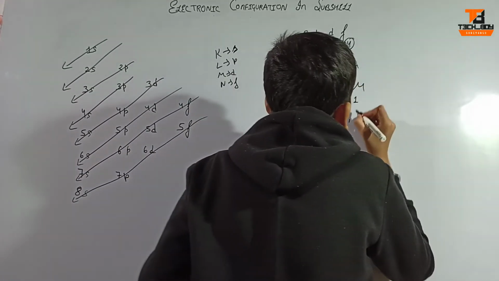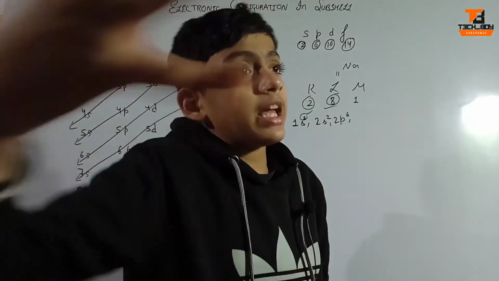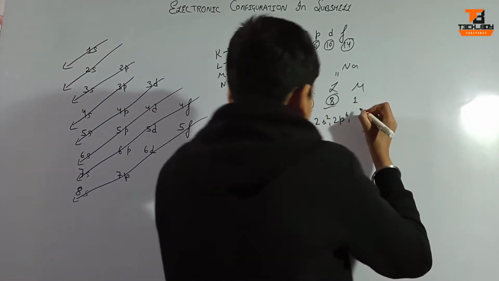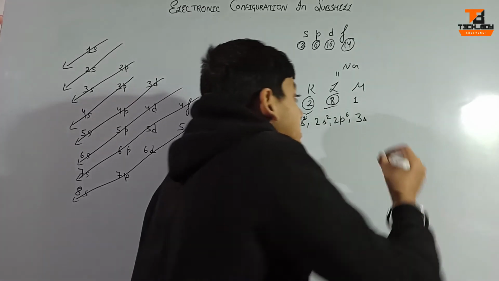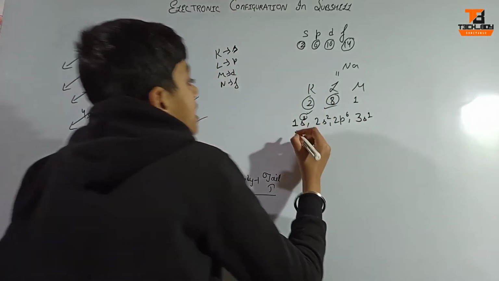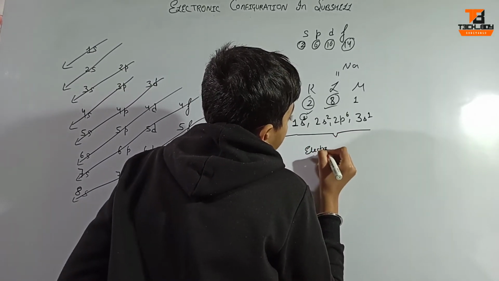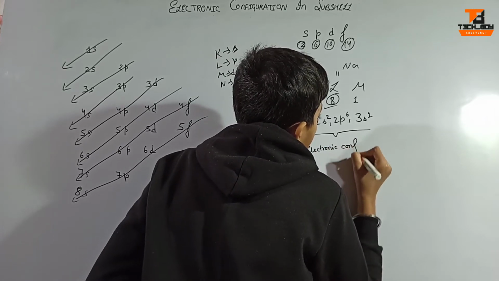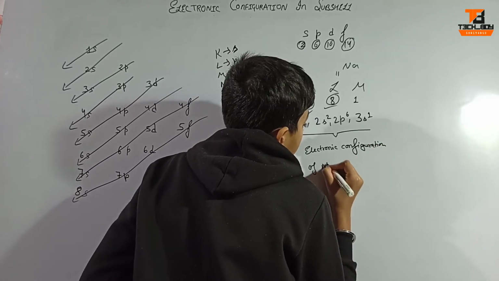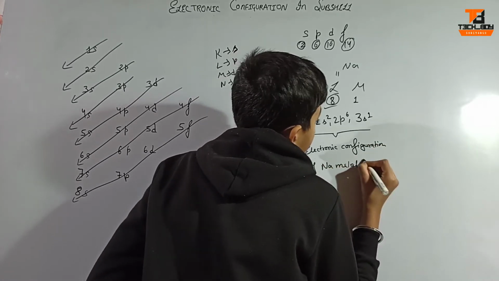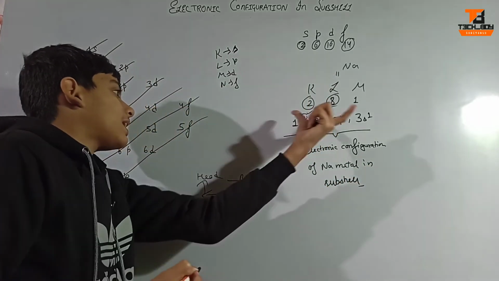Now again we start. Anything happens, start with S, then P, then D, then F. Then here 3. S strength is 2, so it can hold 1 easily. So 3S1. This is the electronic configuration of sodium metal in subshell. Okay, I hope that you all understood this one.